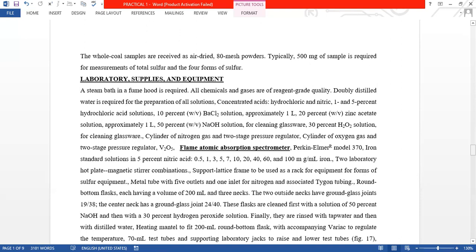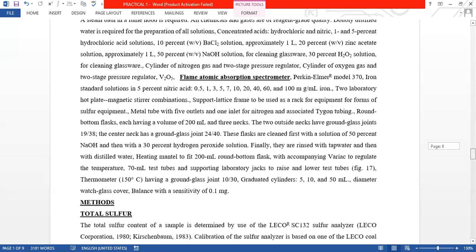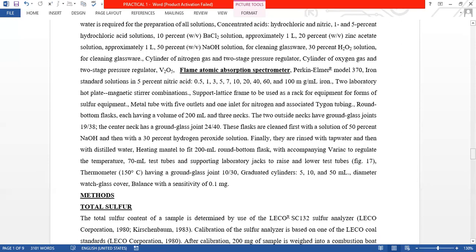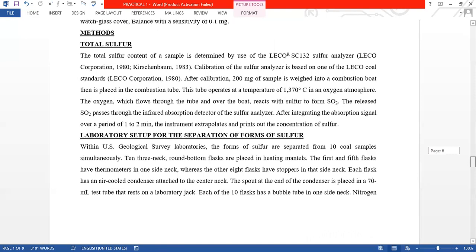Typically 500 milligram of the sample is required for the measurement of the total sulfur and the 4 forms of the sulfur. This is done through flame atomic absorption spectroscopy, with 2 laboratory hot plate magnetic stirrer combinations, and a support lattice frame to be used as a rack for the equipment for the round bottom flask. So these are the materials for the sulfur content present in the coal.